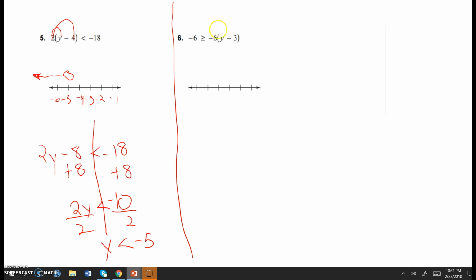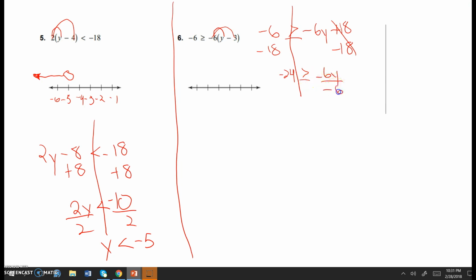All right, now we're going to distribute for this one. So negative 6 times y is negative 6y. Negative 6 times negative 3 is positive 18. And all of this is less than or equal to negative 6. So we're going to draw our line down the middle. Going to get rid of that plus 18 first by subtracting. We've got negative 24 on this side, negative 6y on this.